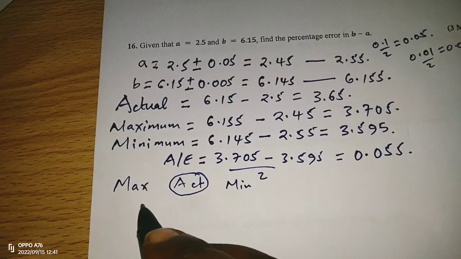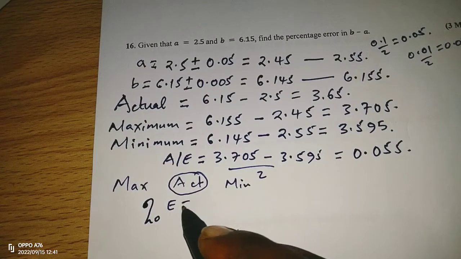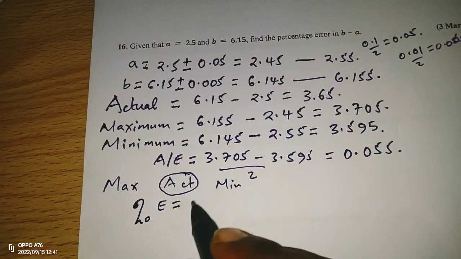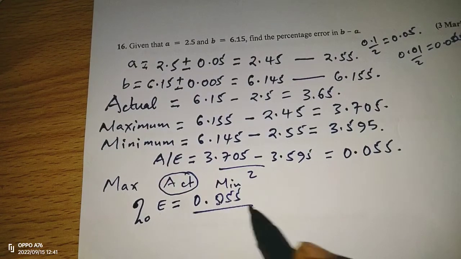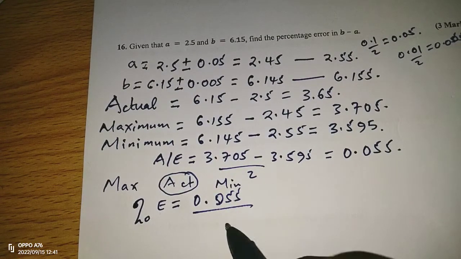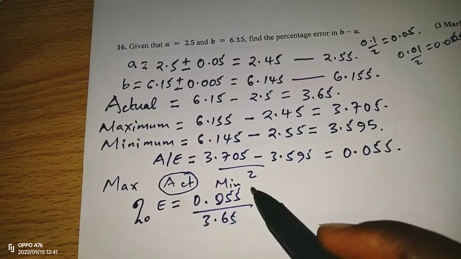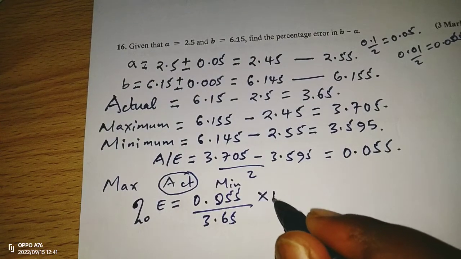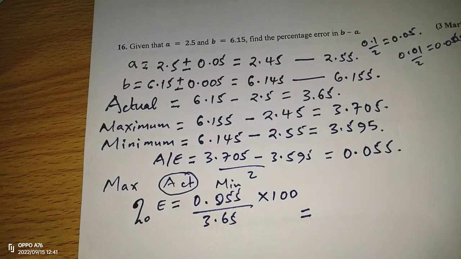After this, we get percentage error now. Percentage error is given by, when we take absolute error 0.055 divided by actual difference, which is 3.65, this alone will give us what we call relative error. But now when relative error is multiplied by 100%, it gives us percentage error.